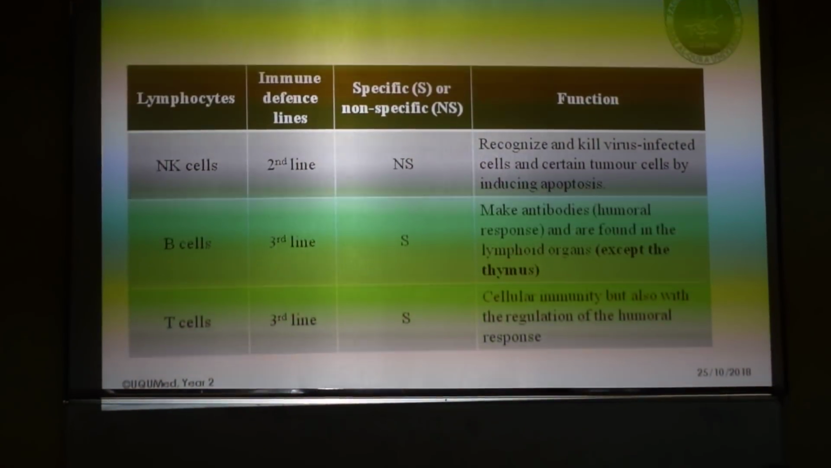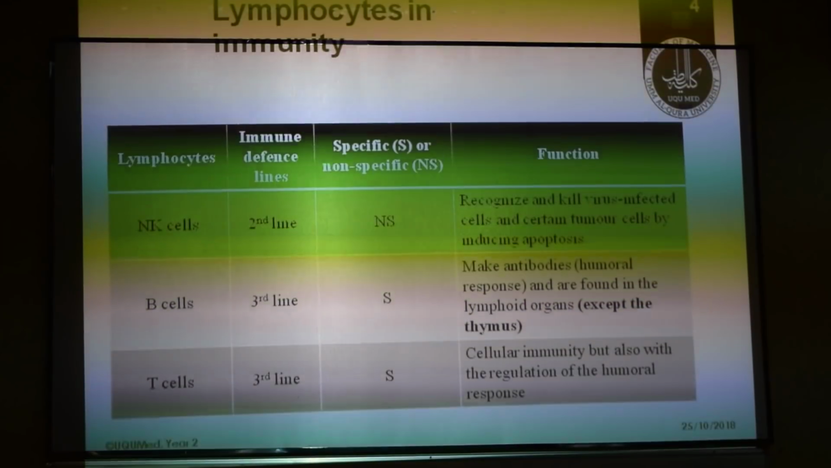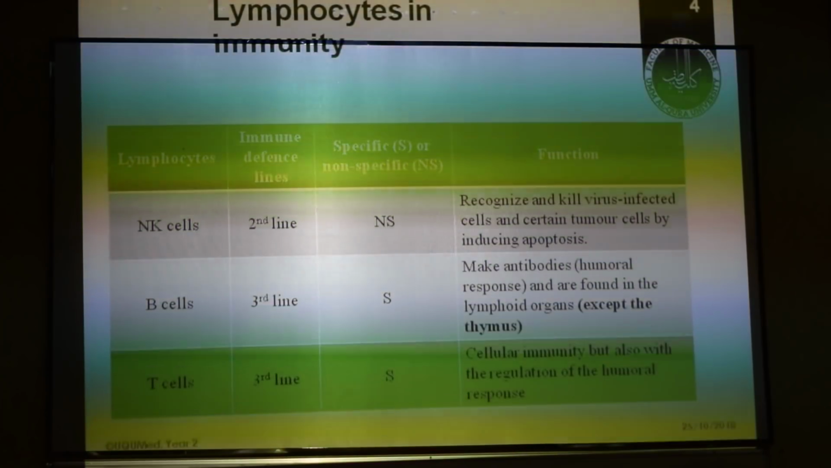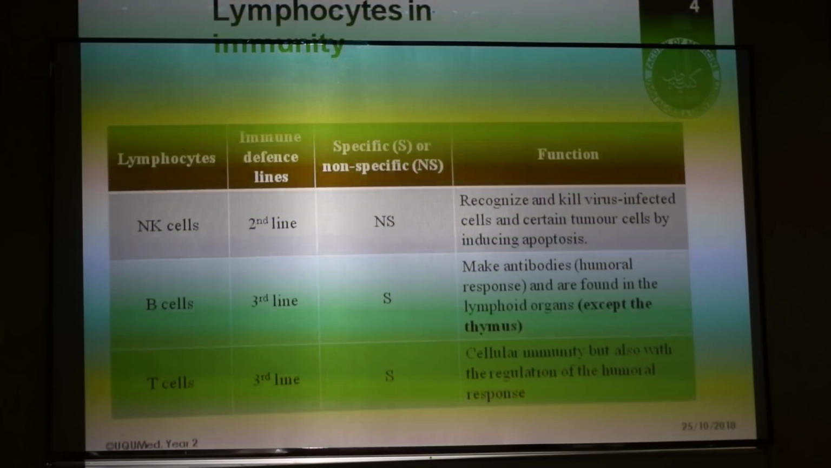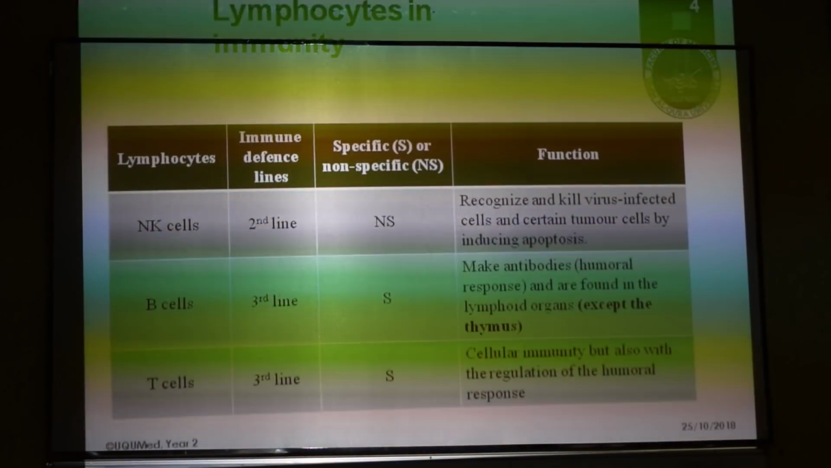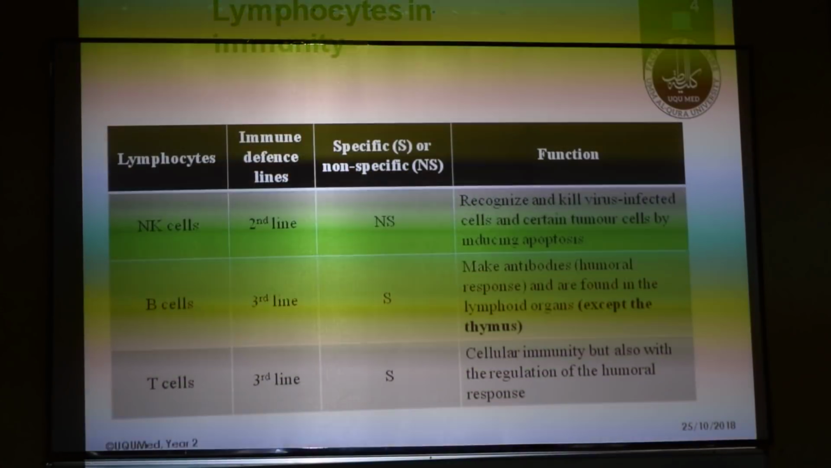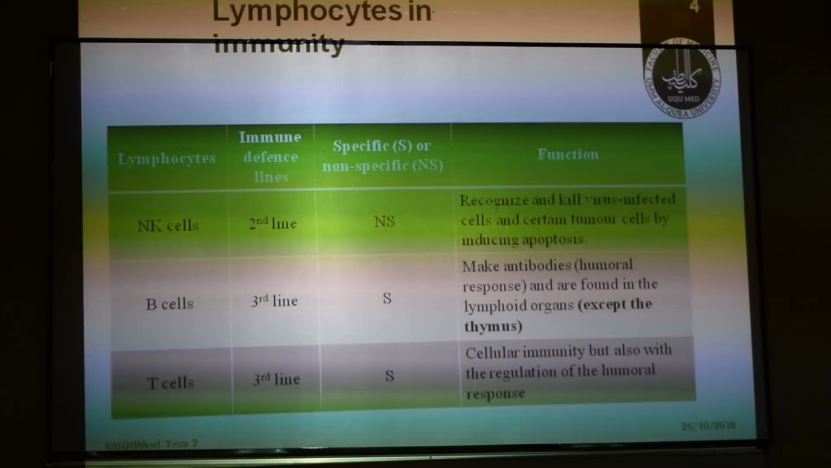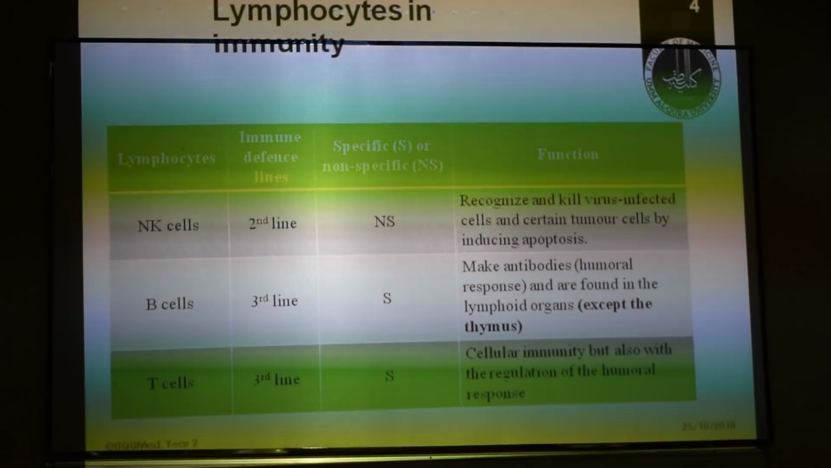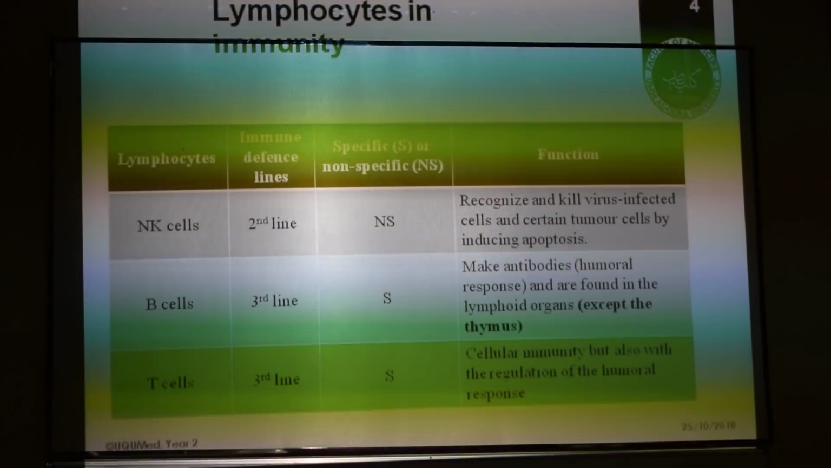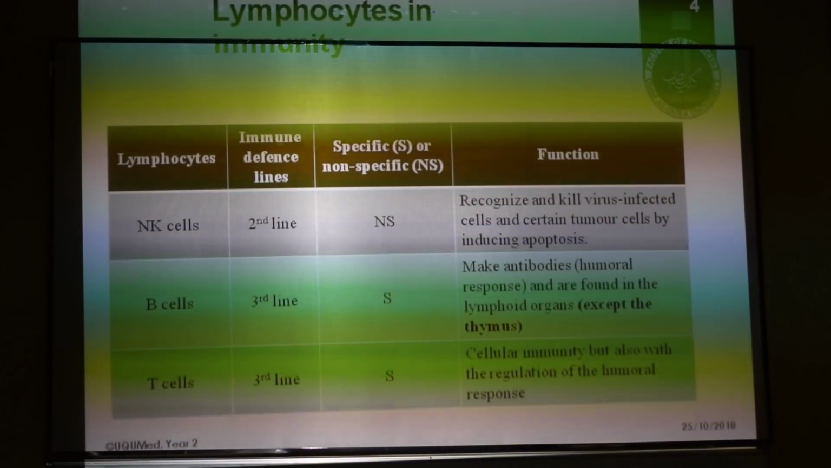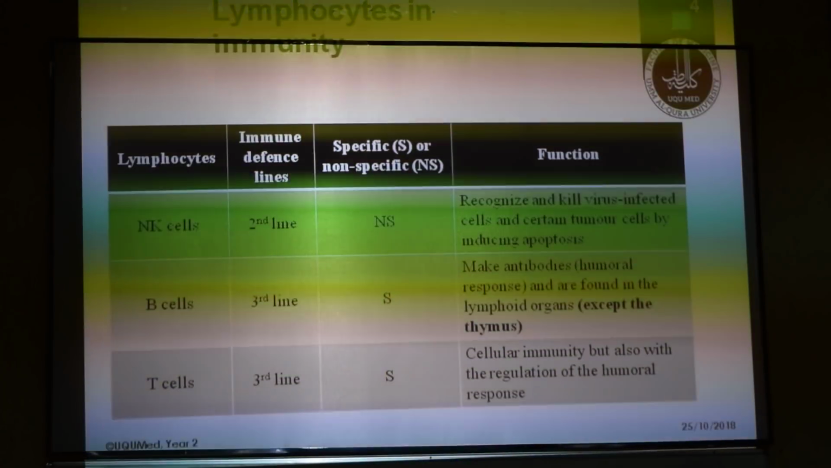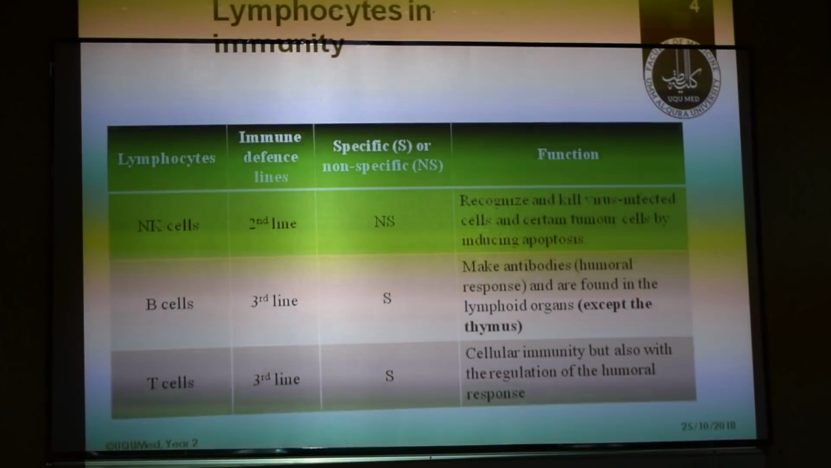Now here you can see an overall summary of which group these cells belong to and what their functions are. The natural killer cell is basically the second line of defense. First line was the barrier, second line was macrophages, dendritic cells, neutrophils, and natural killer cells. The third line of defense is B cells and T cells. The natural killer cell is actually part of the innate immune system. That's why you can see NS written, non-specific. So natural killer cells are the second line. It is non-specific. What does it do? The name tells you itself, it's a natural killer cell. It will kill virus-infected cells and tumor cells.